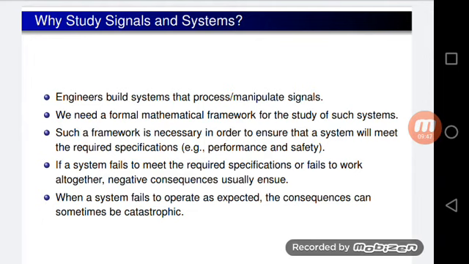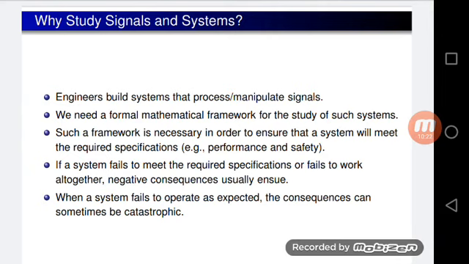If a system fails to meet the required specifications or fails to work altogether, negative consequences usually ensue. When a system fails to operate as expected, the consequences can sometimes be catastrophic.